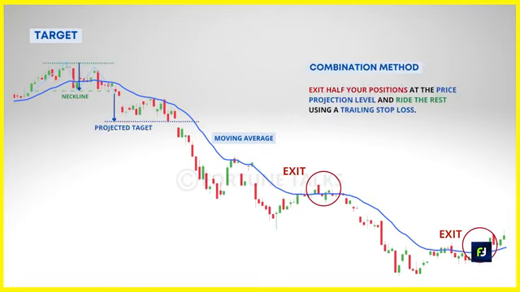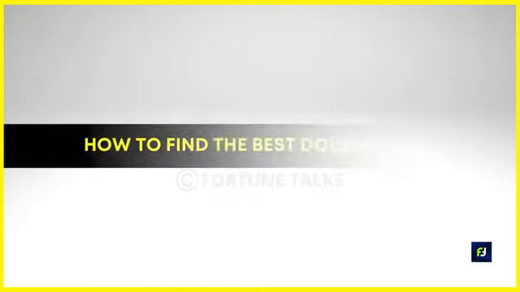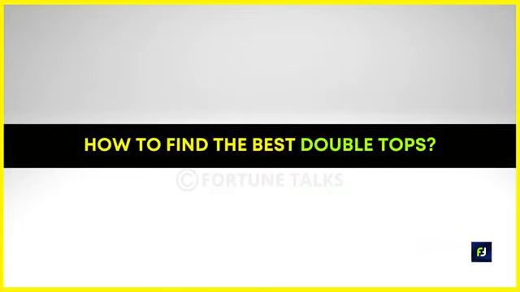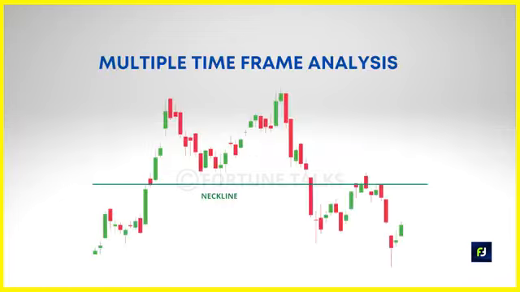Now the last method uses a combination of both these methods. The idea is to exit half your positions at the price projection level and then ride the rest of the move using a trailing stop loss. By doing this, you will be able to lock in some good profits and not fall prey to the market reversals. Now, there is one more important piece of information that I want to share, which is associated with finding and trading double tops with a high level of accuracy and win rate, which involves the use of multiple time frame analysis.